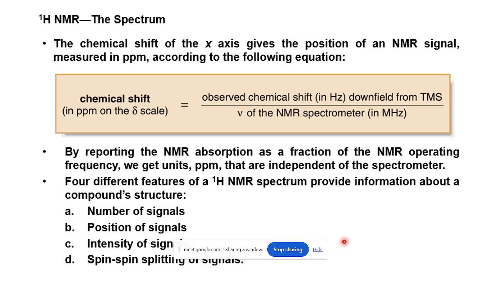So that's why it is actually represented by ppm. If someone is running at 500 megahertz and someone is running at 300 megahertz, the delta value for a specific proton will remain the same.